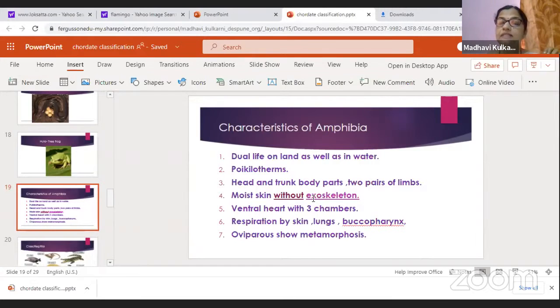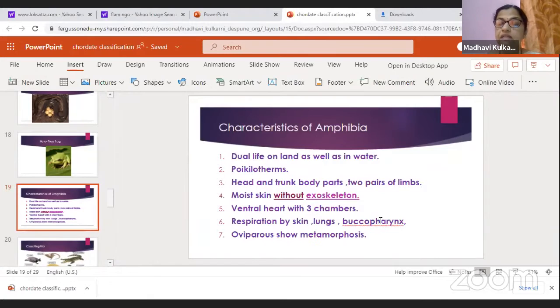So, why is this a peculiar characteristic just like that of an annelid or the earthworm? Because the skin is also a respiratory organ. Through their skin, they are absorbing oxygen and they are giving out carbon dioxide. So it is a respiratory organ, so without any exoskeleton. Next point, the ventral heart is always with 3 chambers, 2 auricles and a single ventricle. These are only 3 chambers in case of amphibians. The respiration is with the help of skin and lungs, as I told.